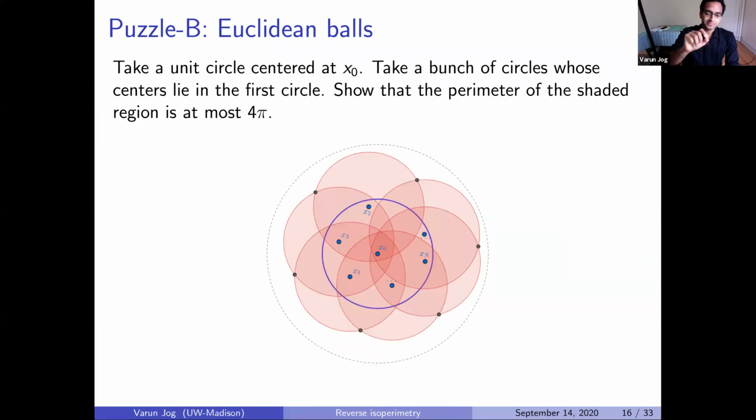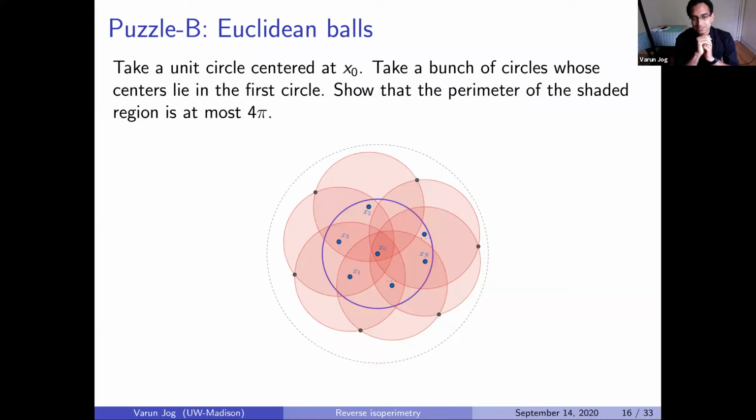So what you get at the end is this red region, which has this bumpy boundary. And the puzzle is, can you show that the perimeter of this red region is upper bounded by 4 pi? So 4 pi also happens to be the perimeter of the circle with radius 2, which is the dotted circle. So we essentially want to show the perimeter of the red bumpy region is at most the perimeter of the dotted circle that I've drawn.